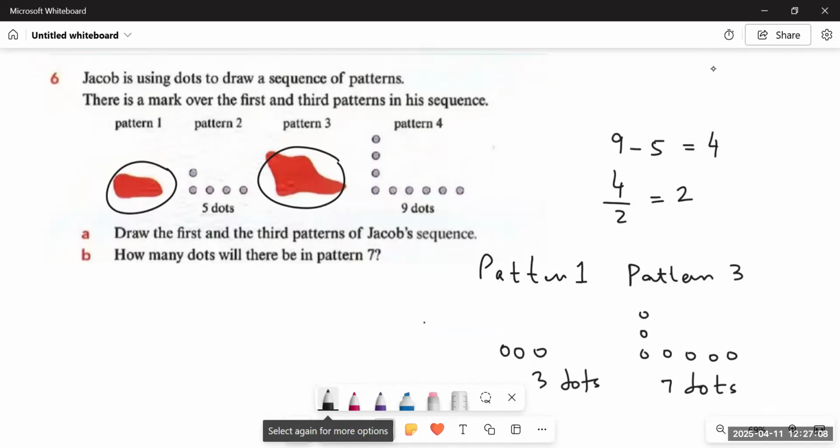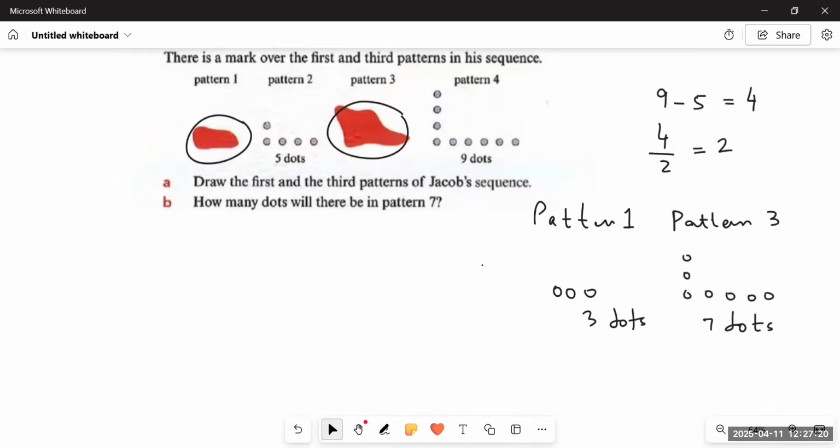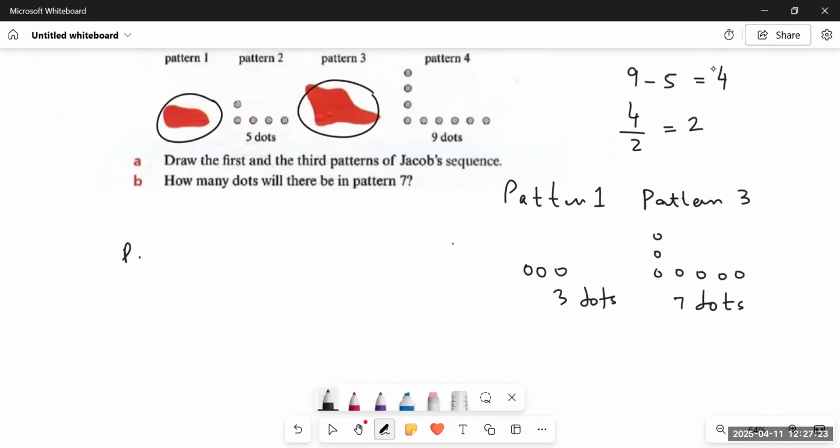How many dots will be there in the pattern number 7? If we talk about pattern number 7, let's use the table. Pattern number 1, 2, 3, 4, 5, 6, 7. Number of dots: 3, 5, 7, 9, 11, 13, 15. There will be 15 dots. That's it.